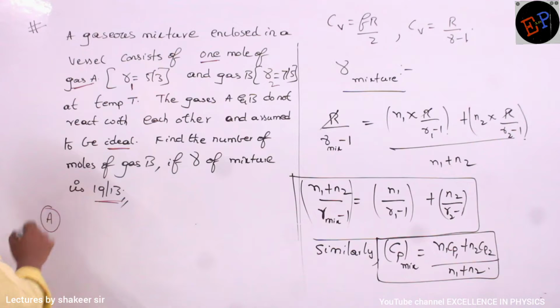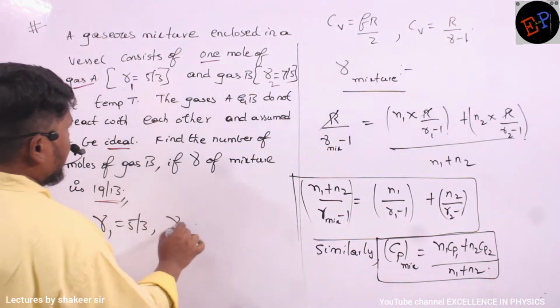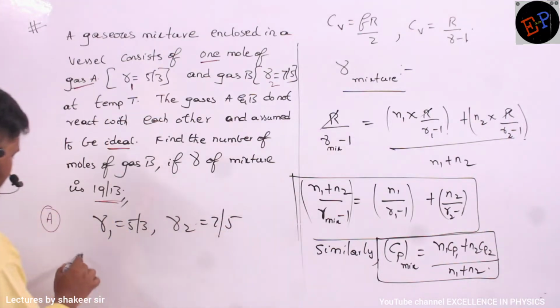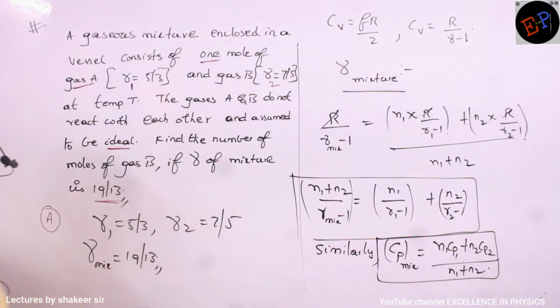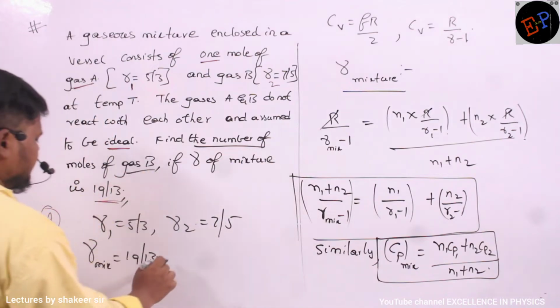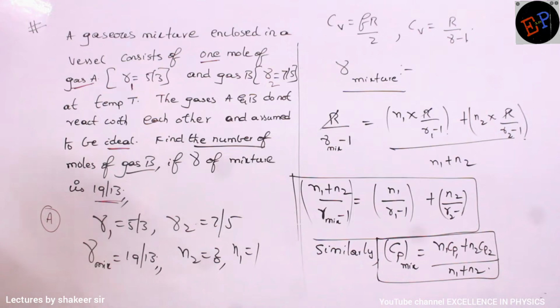So what data is given? Gamma 1 is 5 by 3, gamma 2 is 7 by 5, and gamma of the mixture is 19 by 30. Clear, no? What is he asking us to find? The number of moles of gas B. It means the N2 value. N1 is already given as 1.